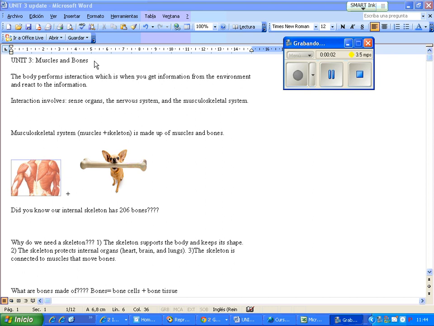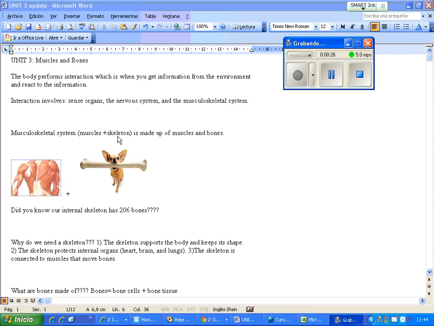Unit 3, muscles and bones. The body performs interaction, which is when you get information from the environment and react to the information. Interaction involves sense organs, the nervous system, and the musculoskeletal system. The musculoskeletal system is made of muscles and bones.